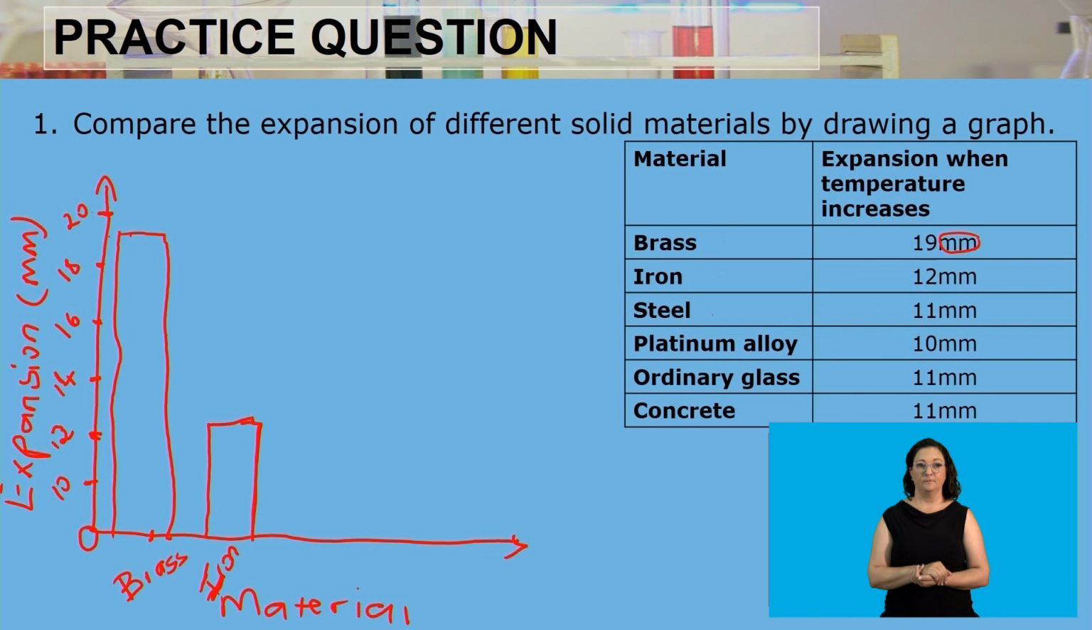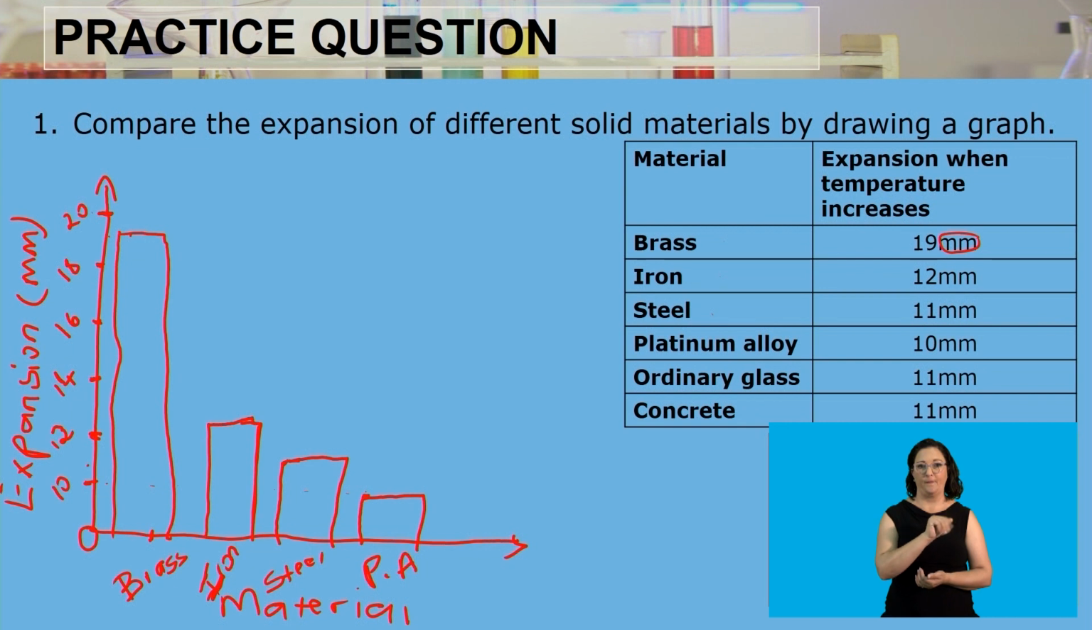And then we have steel that goes all the way to 11 millimeters, and 11 is halfway between 10 and 12. So this is our steel. And then we have platinum alloy that goes all the way up to 10 millimeters. Remember that when we are drawing this graph, we need to use a ruler so that we can measure exactly where our expansion goes up to. So that's our platinum alloy.